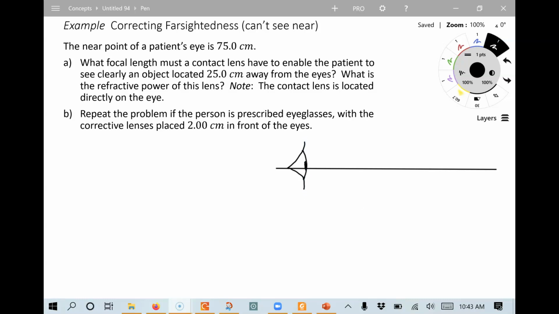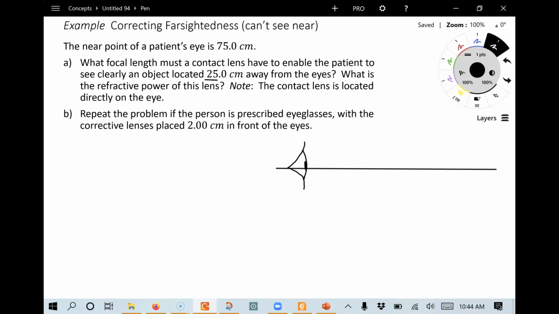All right, so for all vision problems, what we want to do here is figure out where the object can be placed so that this person can see it in a corrected way, right? So in this case, without glasses or without contact lenses, this person has a near point of 75 centimeters. We want them to be able to put an object at 25 centimeters and be able to see it. So we're going to go ahead and label this point here. We're going to measure it exactly from the eye. So here's where the eye's at, right?